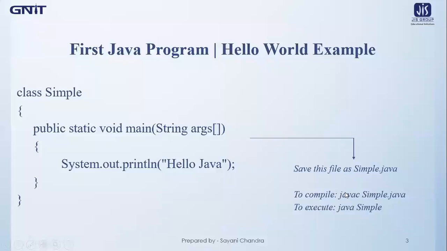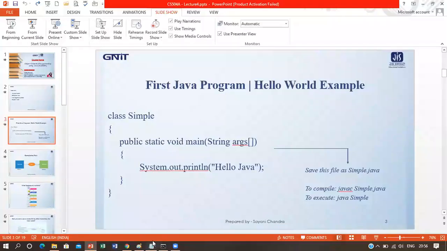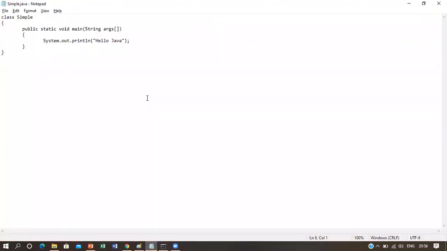So let's see how to write the program, where to write the program, and how to compile and execute it. Here I have opened a notepad file and I have already written this program here. In case of a Java program, if you are using the JDK software, you have to write the program in a notepad file. So I have written the program in the notepad, or you can also use any other editor.